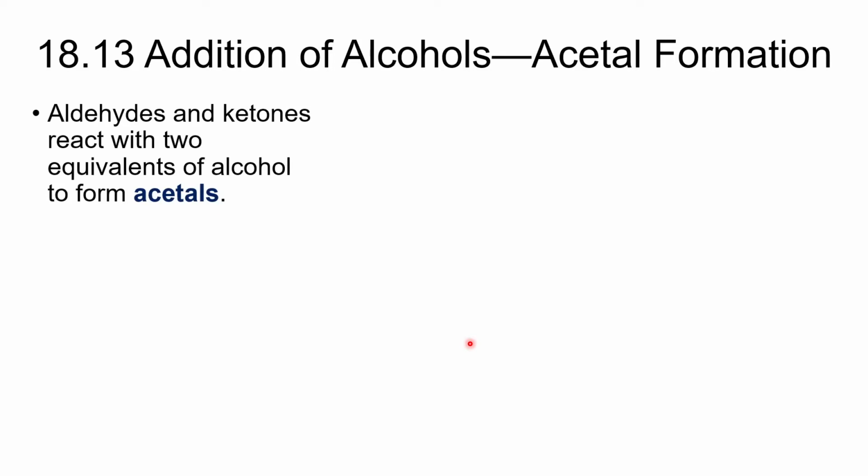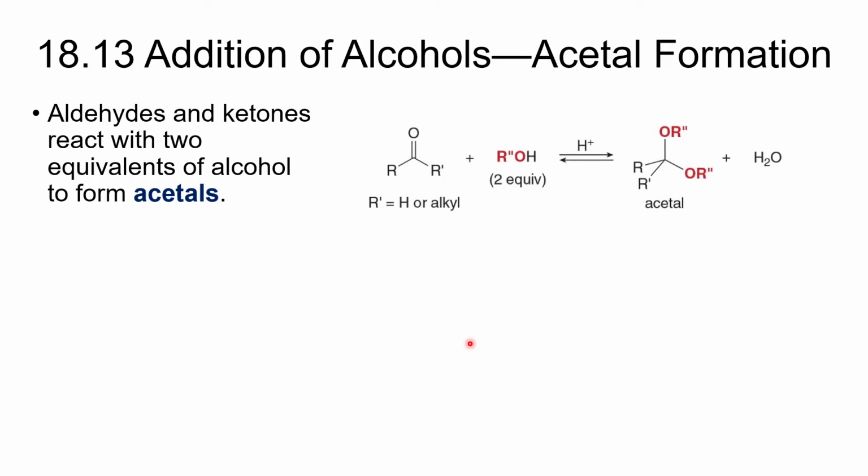All right, so now let's look at the addition of alcohols to do acetal formation. We're going to find this mechanism is very similar to the steps we just saw for hydrate formation. We can do what we call acetal formation. So if you have an aldehyde or a ketone and you react it with 2 equivalents, 2 molecules of alcohol, you can form an acetal.